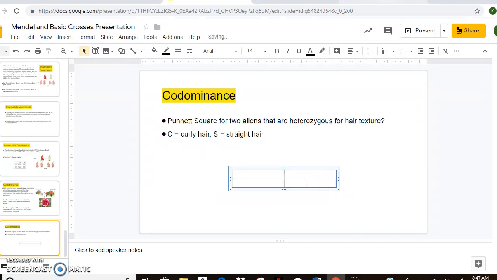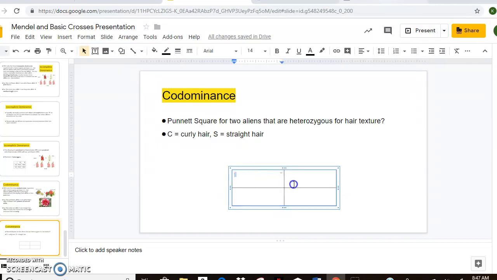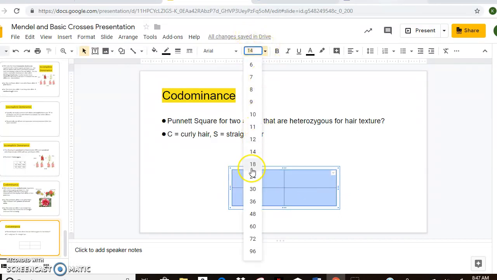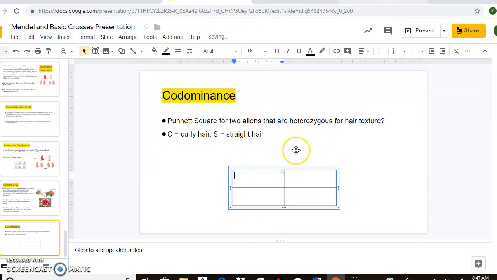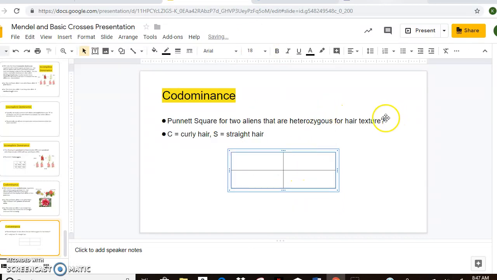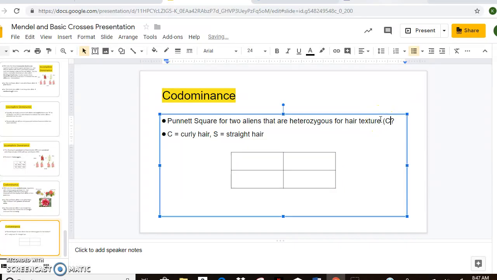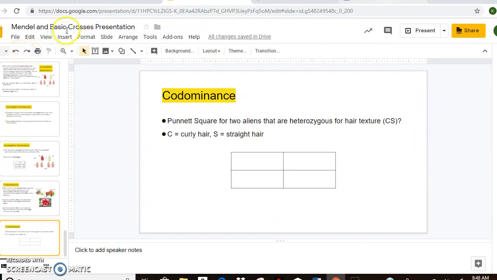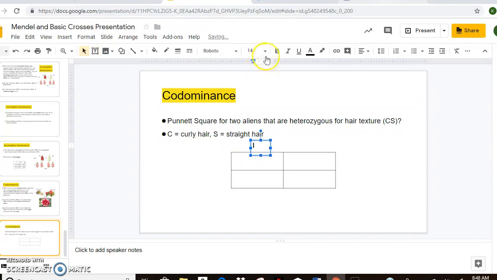All right. And if those 2 aliens are heterozygous for hair texture, what that means is they have 2 different alleles, so they're each going to have a genotype CS. We want to write the first letter that comes in the alphabet first, so we'll start with the C and then the S for their genotypes. Okay. And I'm going to go ahead and put the alleles for both of those parents on the 2 sides of my Punnett square. First parent goes on the top, C.